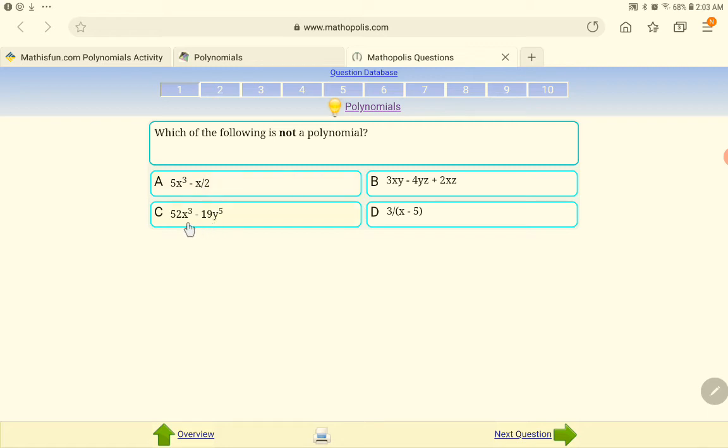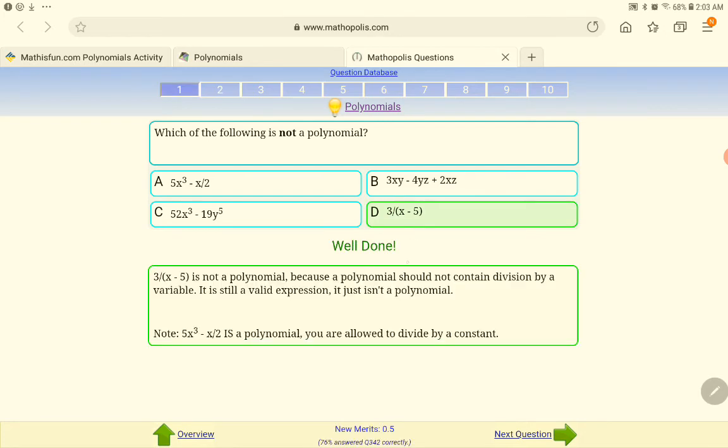This one has a coefficient and variables, no concerns there, and same with B. But D has x in the denominator. So which one is not a polynomial? That would be D. So we did good. It is not a polynomial because a polynomial should not contain division by a variable. It's still a valid expression, but it's not a polynomial.